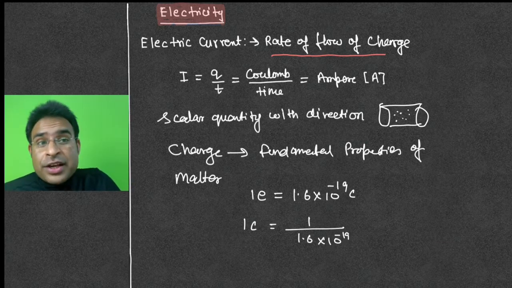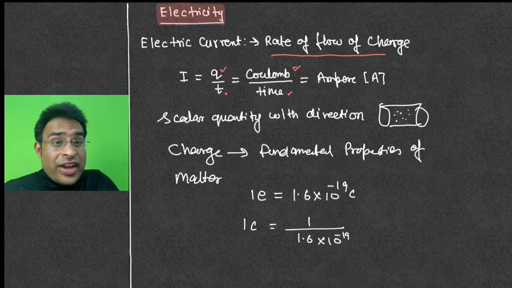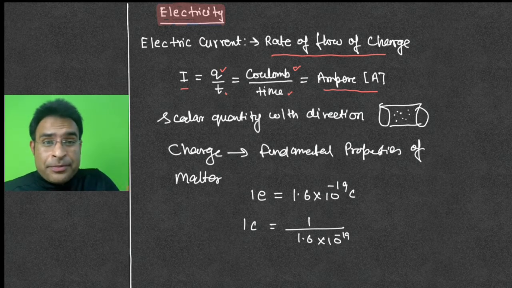Now, mathematically, how will we write it? I is equal to Q divided by T, charge divided by time. And what is the unit of charge? Coulomb, and the unit of time is second. So coulomb per second is a unit of current, but we have another unit of current that we call ampere, and we denote this by capital A.